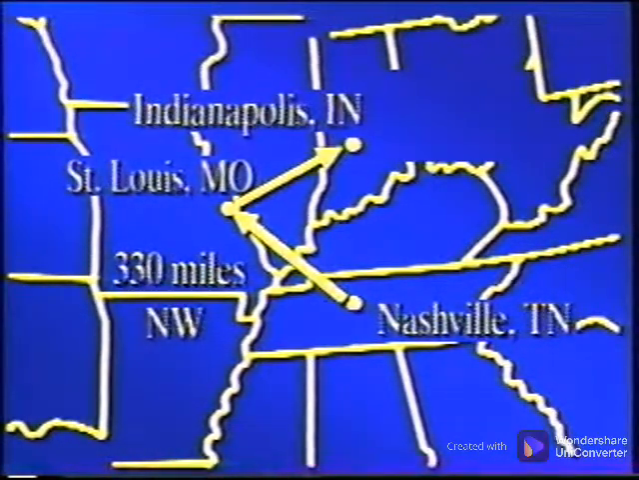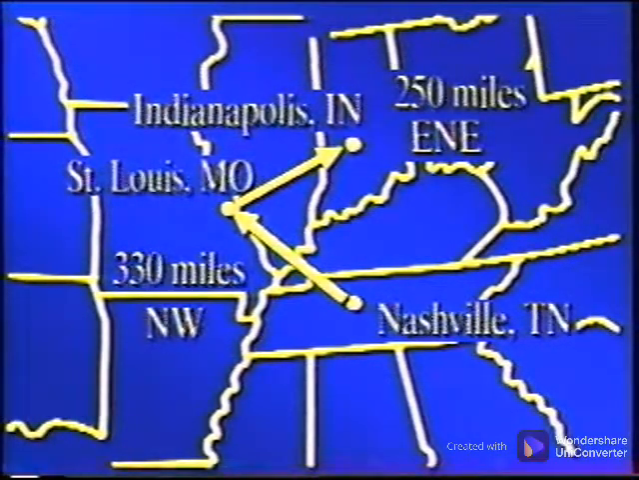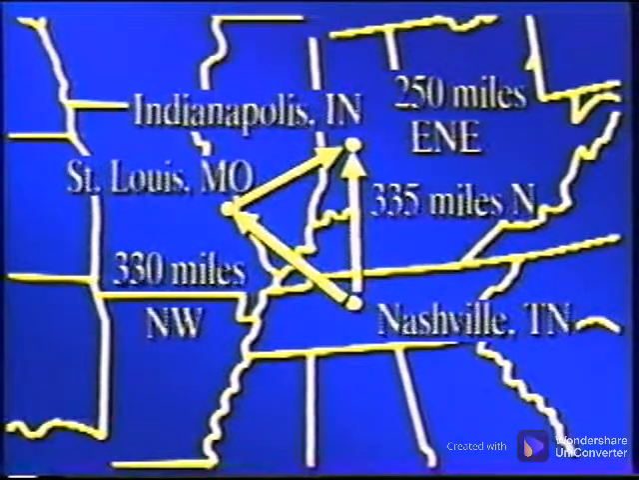Another vector could be drawn from St. Louis to Indianapolis, Indiana, representing a distance of 250 miles in a direction of east-northeast. These vectors can be mathematically or graphically added together. For example, these 2 vectors sum to equal a vector from Nashville 335 miles north to Indianapolis.